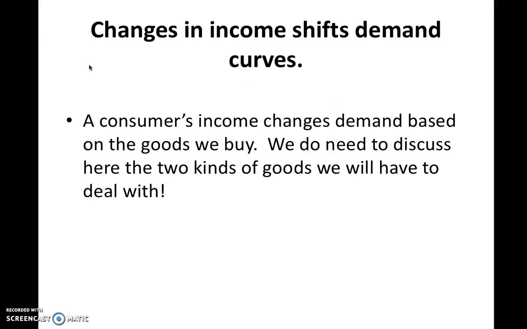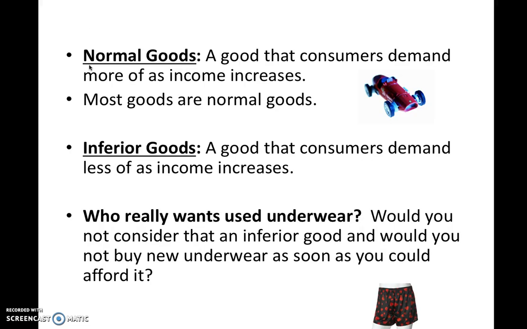All right, changes in income shift demand curves. A consumer's income changes demand based on the goods we buy, and we've got to discuss that there's two kinds of goods we have to deal with. Normal goods. Normal goods are the goods that consumers are going to demand more of as their income increases. Most goods are normal goods. And most goods, you know, if they go on sale, you want more of them. All that kind of stuff.